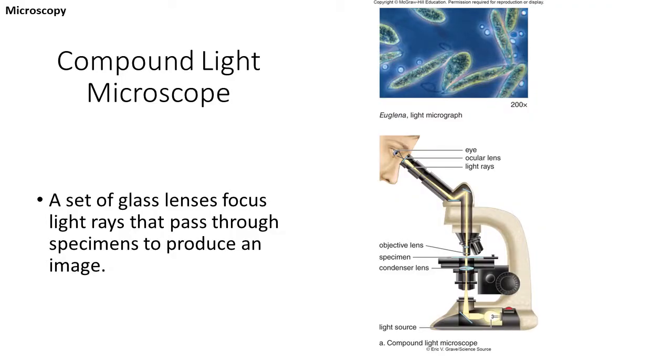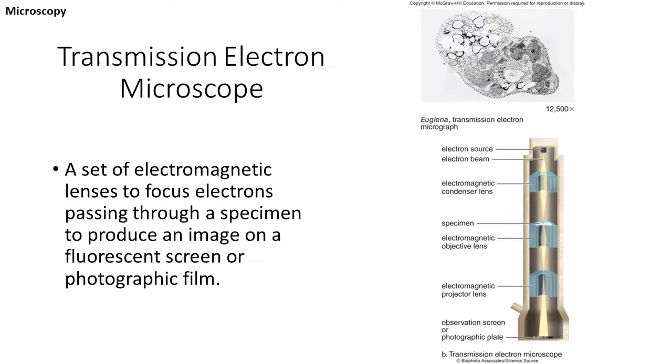Brief overview here. So a compound light microscope focuses light rays that pass through a specimen to produce an image. Transmission electron microscope uses a set of electromagnetic lenses to focus a beam of electrons that pass through a specimen to produce an image on a fluorescent screen or photographic film.